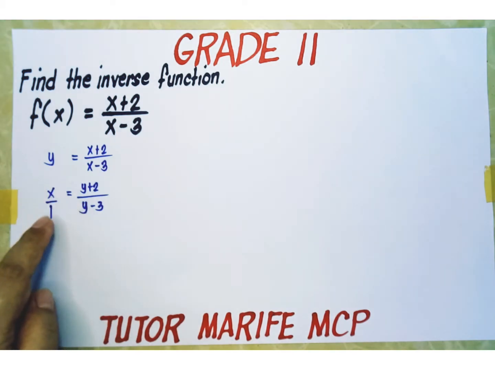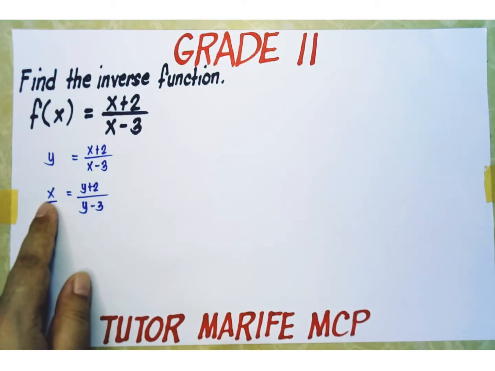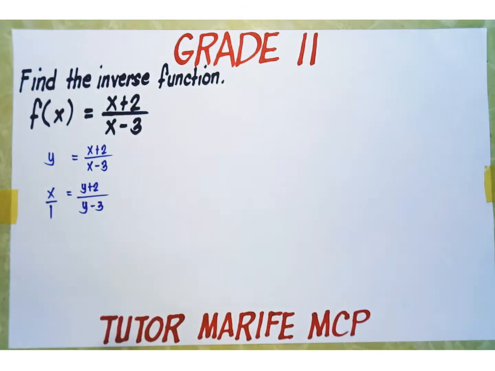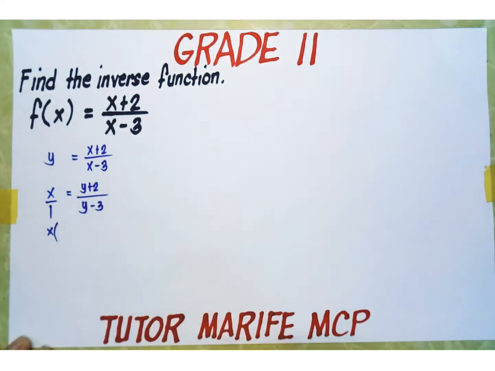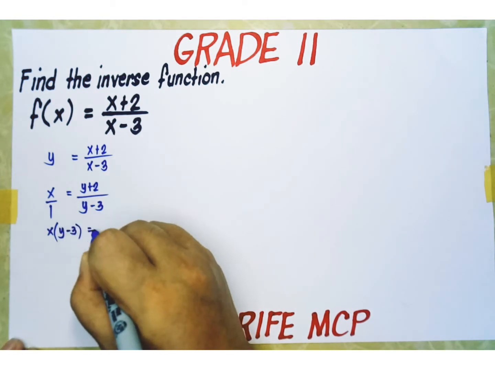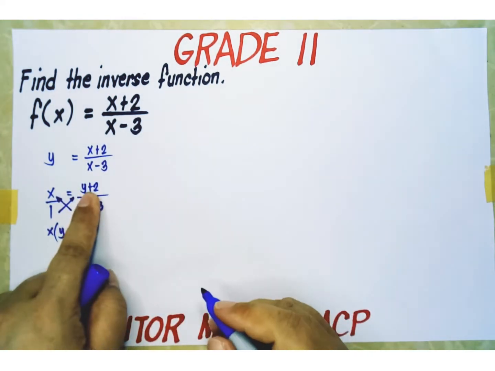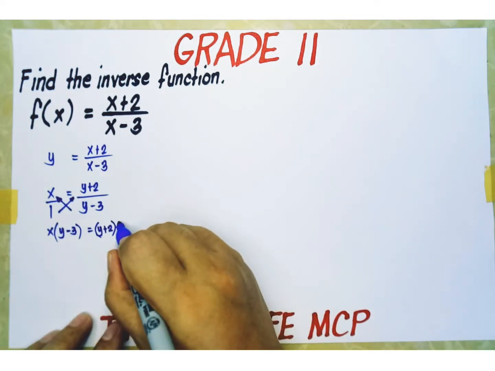Then I'll cross multiply to clear the fraction. So when we cross multiply, we equate the cross products of the numerator on one side and the denominator on the other side. So the numerator on the left side multiplied by the denominator on the other side. Numerator on the right side multiplied by the denominator on the left side.